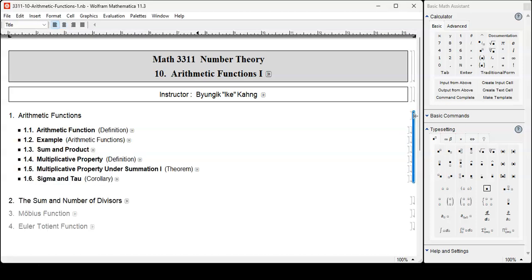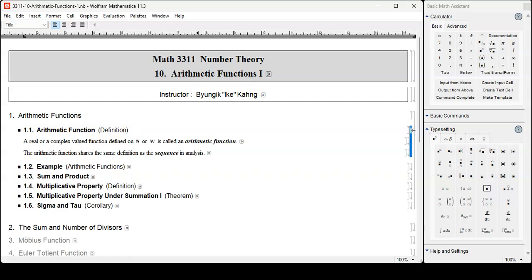An arithmetic function is a function defined on N or W. Here, N is the set of natural numbers, 1, 2, 3, 4, 5, 6, and so on, and W is the set of whole numbers, 0, 1, 2, 3, 4, and so on. The function value can be either real or complex, or as a matter of fact, we can consider vector valued or matrix valued or whatever. But this is an undergraduate level math course, so we're going to focus upon just real valued arithmetic functions only.